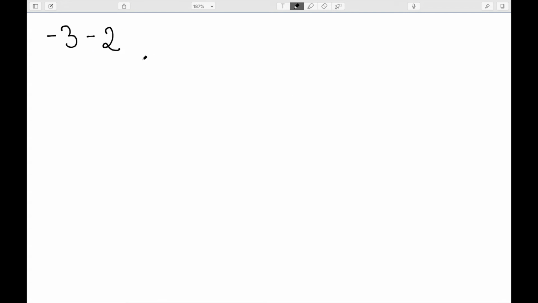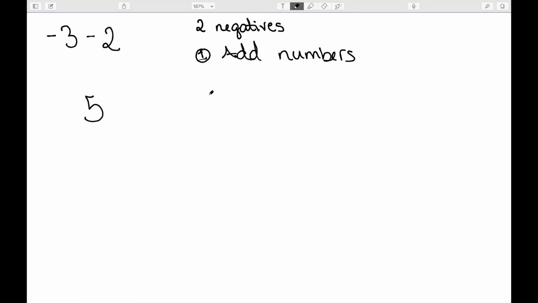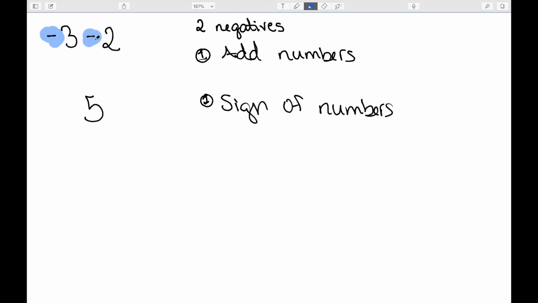Next, let's look at -3 minus 2. So this time, I have two negatives, -3 and -2. The first step here is to add the numbers. 3 plus 2 is 5. And then the second step, we take the sign of the numbers. We have -3 and -2. So my final answer here would be -5.